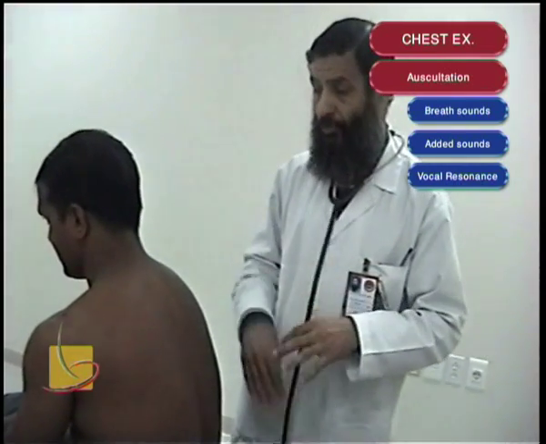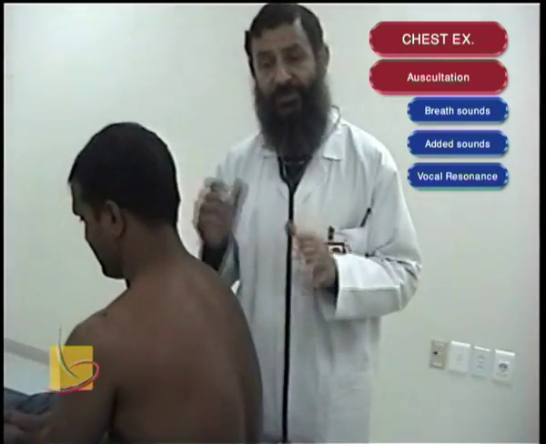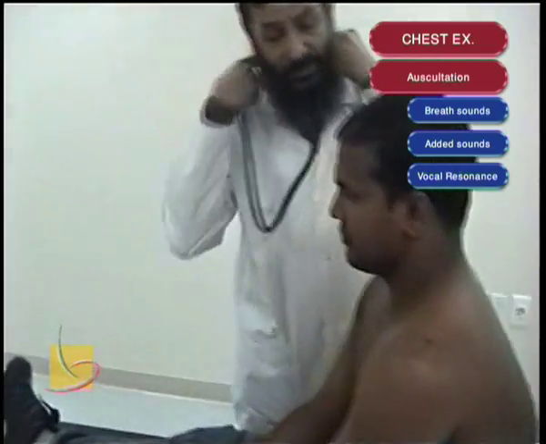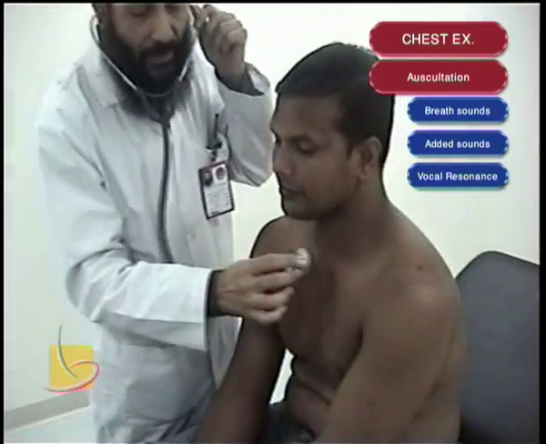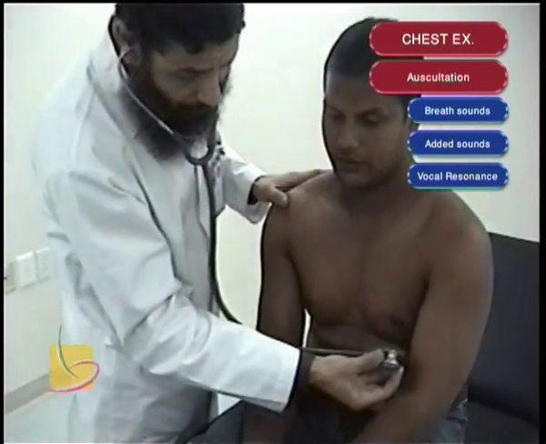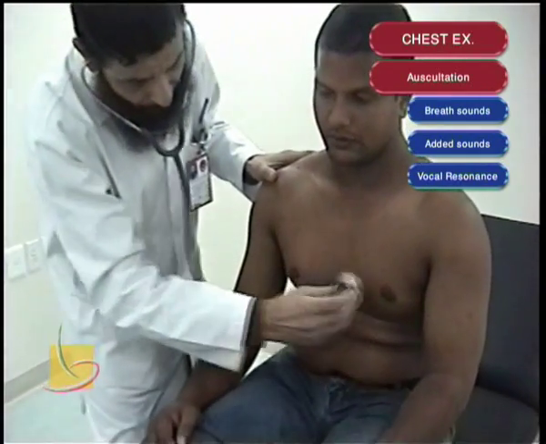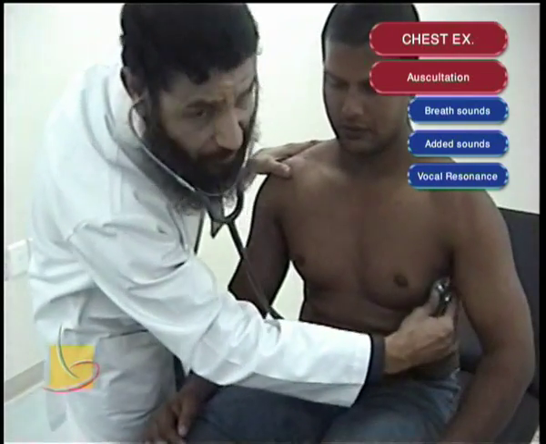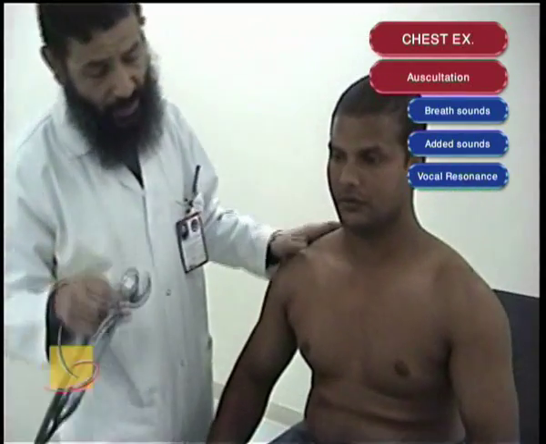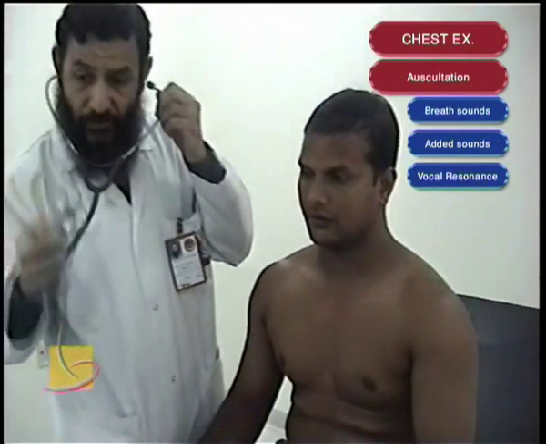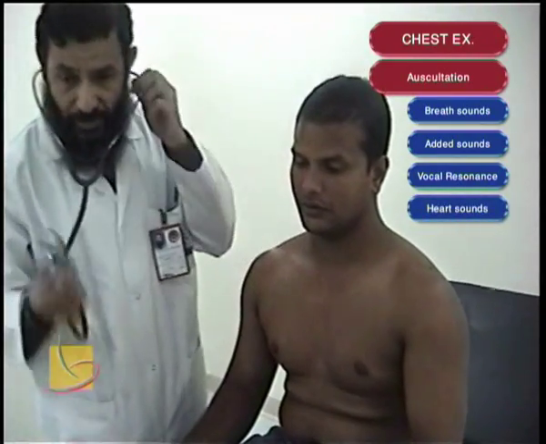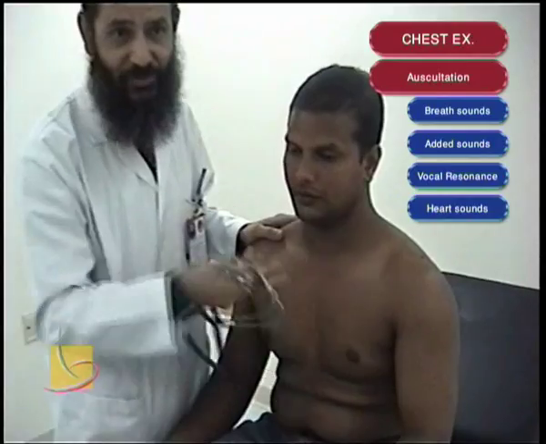Same auscultation you do on the front of the chest in the same way. Remember to move between the spaces. The most important here is to compare. Always compare. And ask the patient to take a deep breath. While you compare, you auscultate the front and auscultate on the mid axillary line. And please, please, please, at the end, don't ever forget to auscultate the heart, because many of the patients may have an associated cardiac disease.